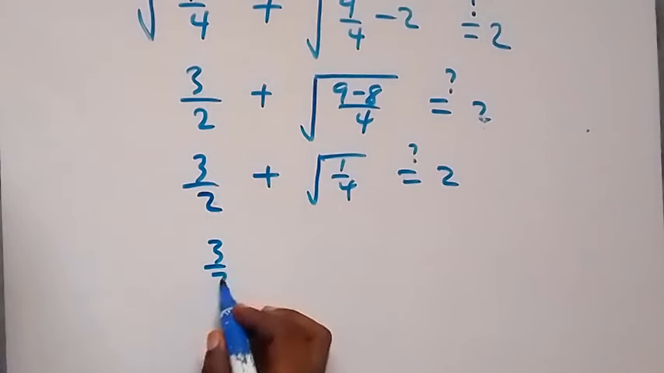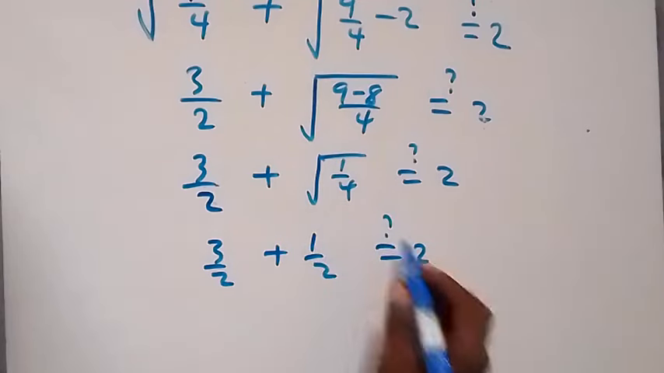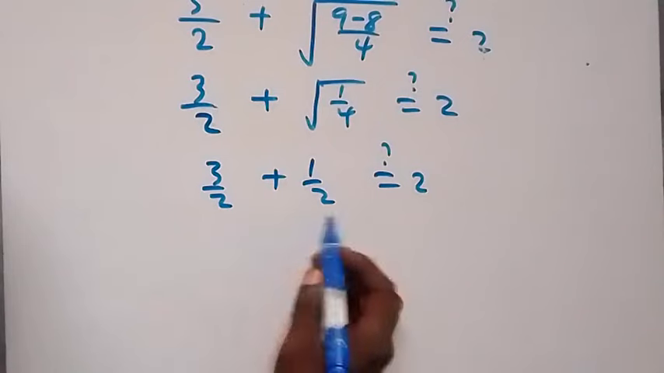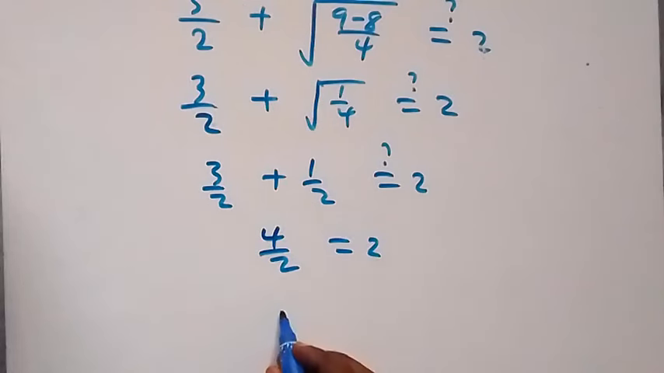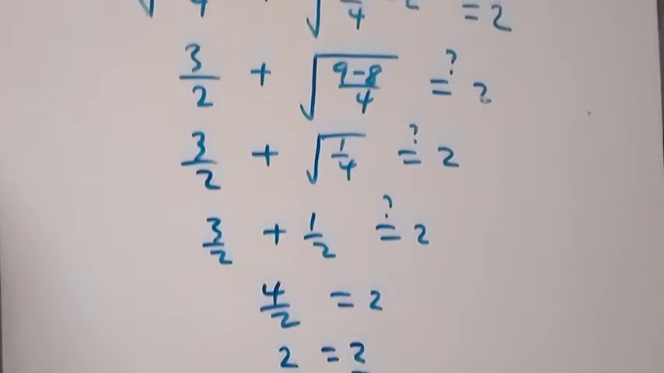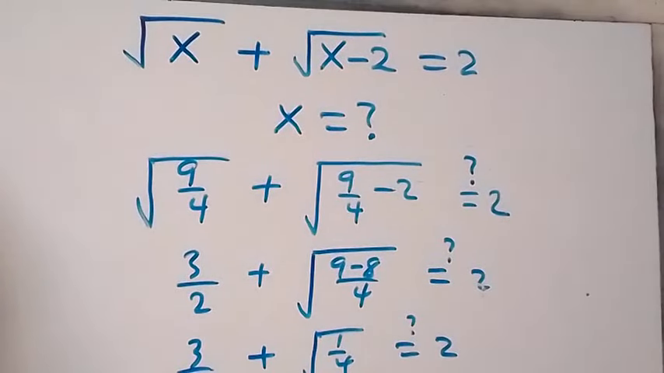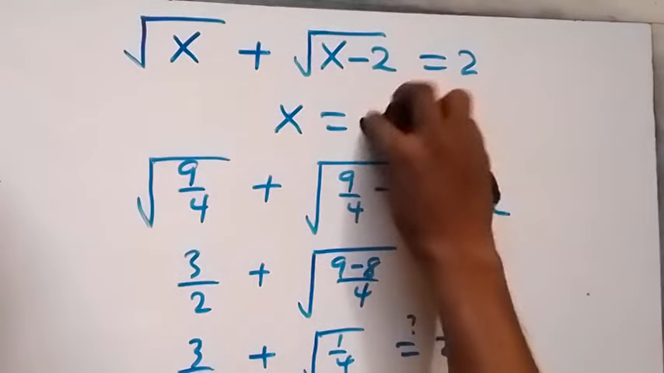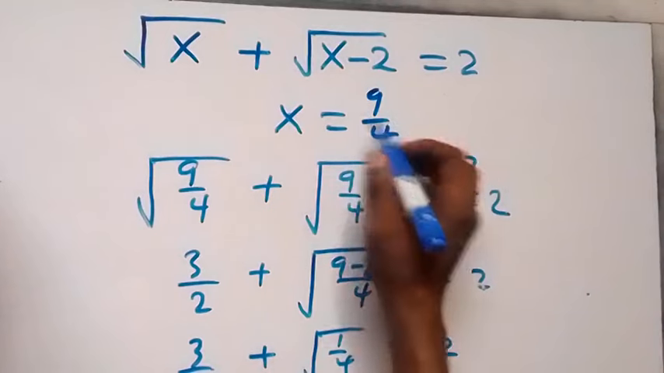So 3 over 2 plus here is 1 over 2. Is it equal to 2? Then, of course, when we bring this together, this is 4 over 2, which is 2, which equals 2. Left-hand side equals the right-hand side. And therefore, we can conclude that the value of x will then be 9 over 4. So we have 9 over 4 as the value of x.